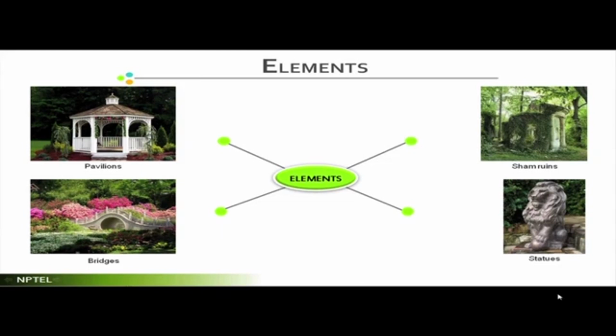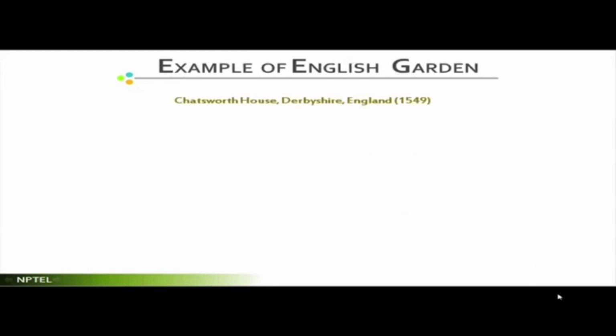Now, we look at an example. The best example that could be cited for English landscape styles is the Chatsworth House in Derbyshire, England. Okay, it was built in 1549. But interestingly, this particular example which I am citing here is still continuing, and it is still evolving over time.